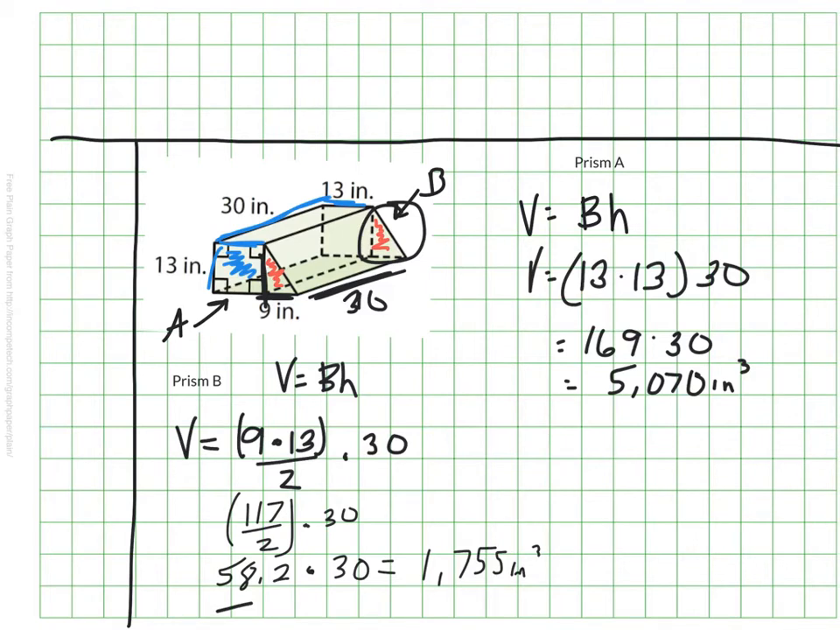1,755 cubic inches. Which means if I put these back together again, the grand total here would be 6,825 inches cubed. And that's an 8 here, if you can't tell. So hopefully you tried that on your own and got the same answer. Let's do one more together.